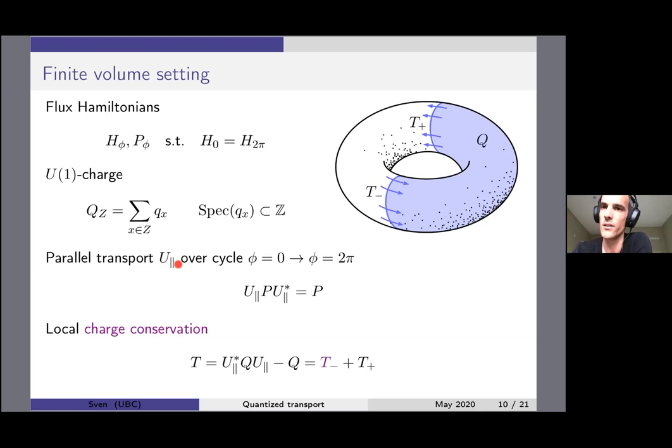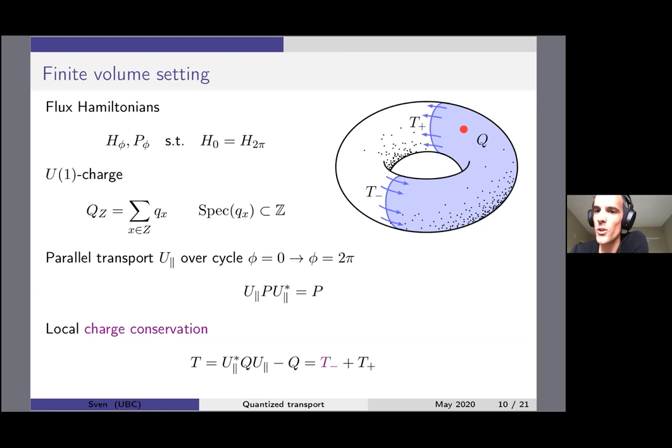And what do I want to do? I want to compute charge transport. So of course, the first thing you would write if you want to talk about charge transport is this. You look at, let's say, the charge in a half system, and you look at the charge operator after parallel transport minus before parallel transport, that's the total change of charge. But if you have charge conservation, the whole charge that goes in here will go out on the other side, right?